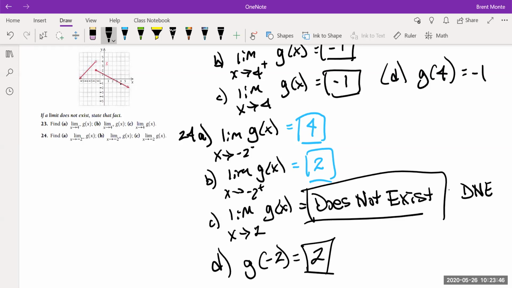So we could find g of 4 and g of -2, even though the limit at 4 existed, but the limit at -2 did not exist. Remember, a limit doesn't mean the point is there. It just talks about whether or not it exists.